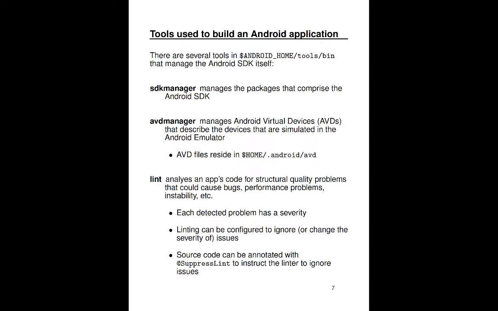There's another application in tools/bin called lint. It analyzes an application's code for quality problems in its structure. These are the kinds of things that could cause bugs, performance problems, instabilities, etc. They give you really good insight into the quality of your code. Like many linters, the Android lint utility detects problems, assigns a severity to each problem it detects, and you can configure lint to ignore or change the severity of issues of a particular type. In your source code, if you're doing something that you don't want the linter to complain about, you can annotate it with an @SuppressLint annotation to instruct the linter to ignore that issue.